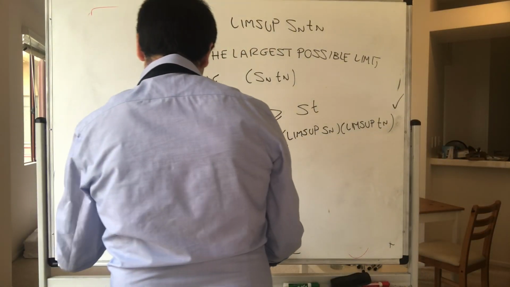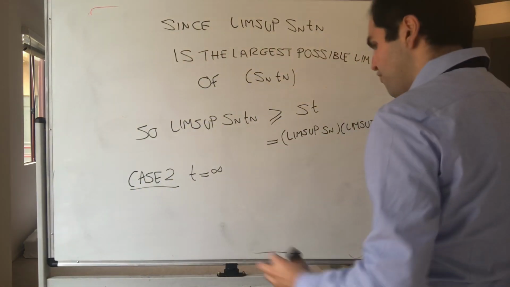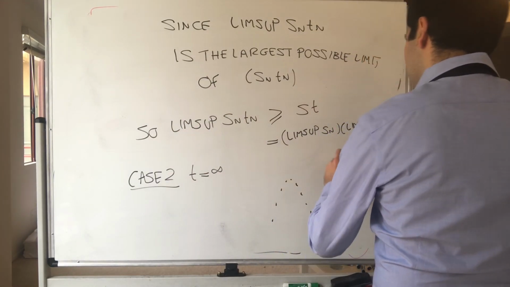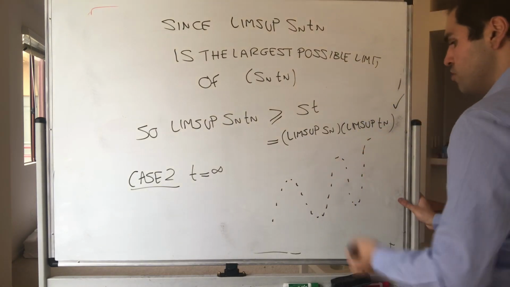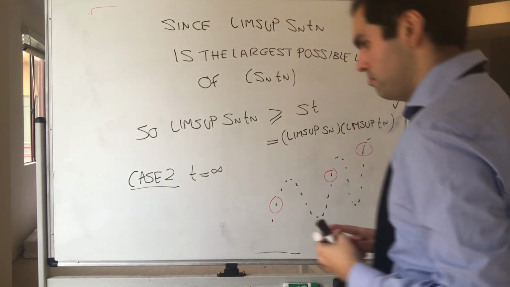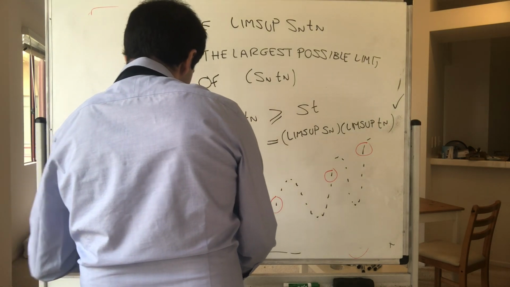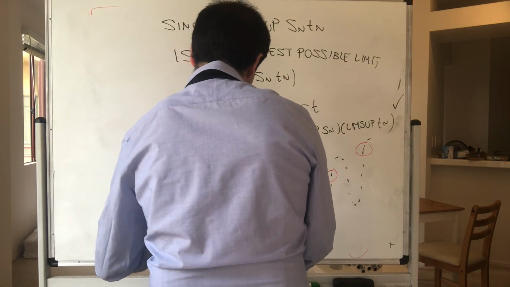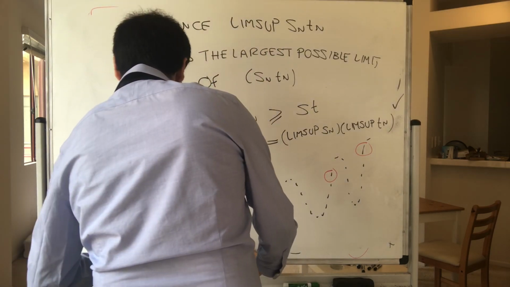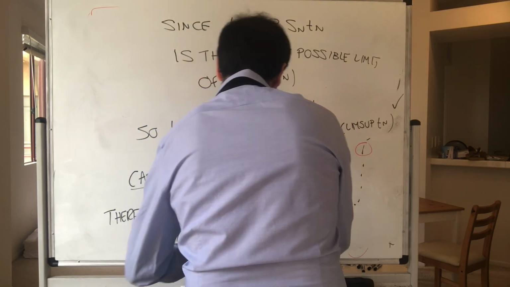So case 2. Suppose T is infinity. Well, if a sequence, if the Limsup is infinity, what this means is that, well, there must be at least one subsequence that goes to infinity. So there is a subsequence of Tn, called, let's say, Tnk, with Tnk goes to infinity.